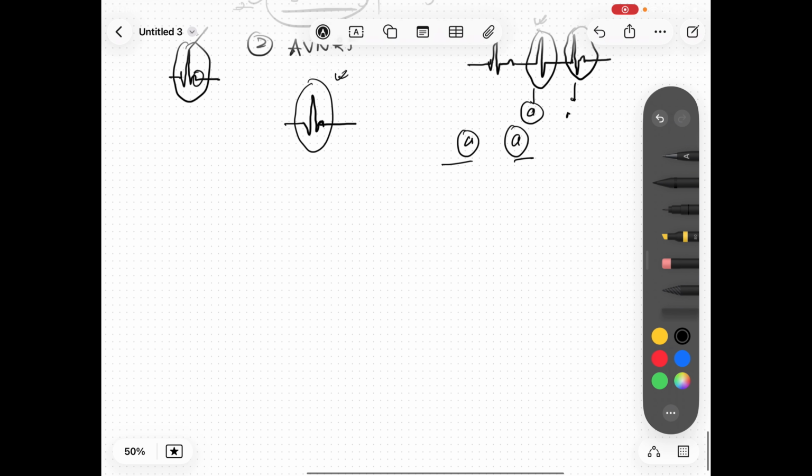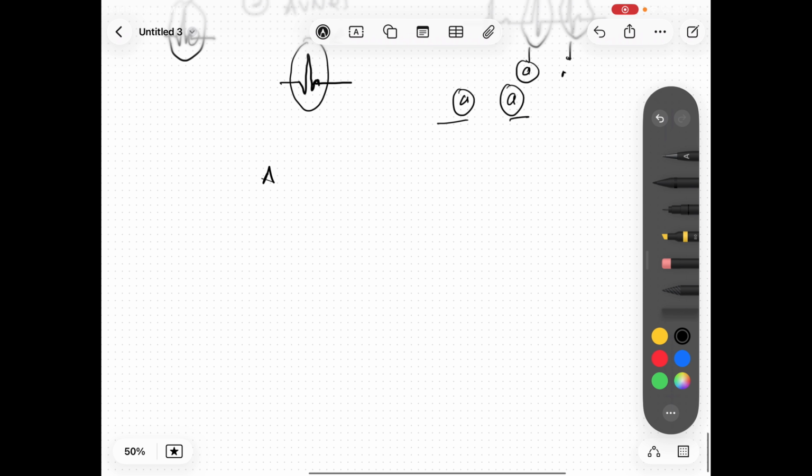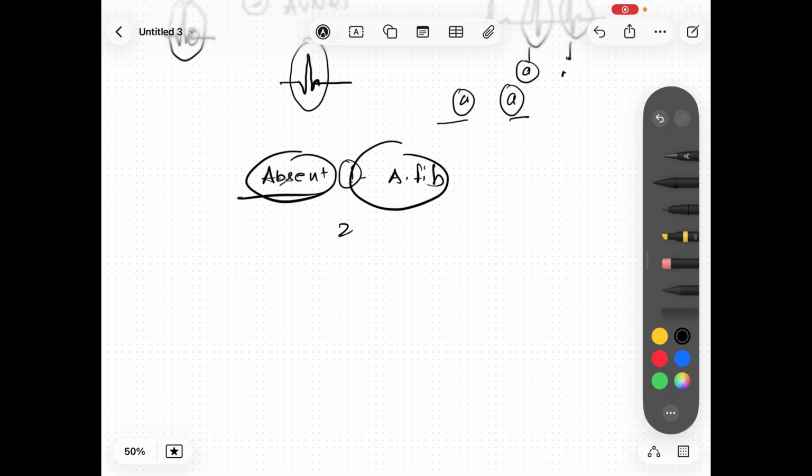Now next is, what are the causes of absent A wave? Absent A wave, when the atria does not contract. For example, in atrial fibrillation, or another example is due to hyperkalemia. A sine wave occurs. In this also atria do not contract. So what happens in hyperkalemia? There is actually atrial paralysis. Atria does not contract, so it doesn't form any A wave.